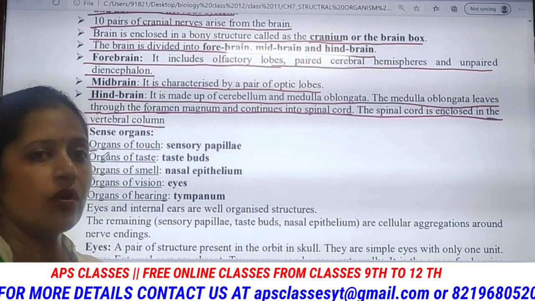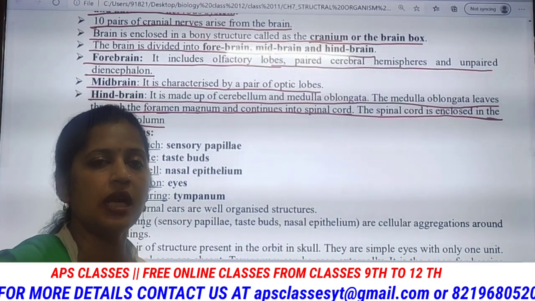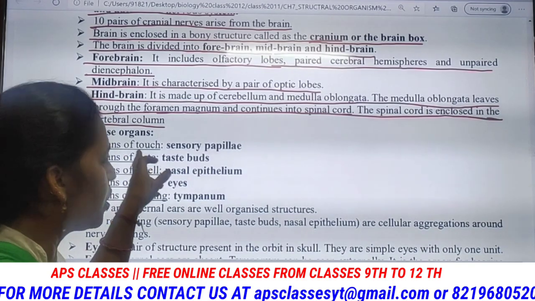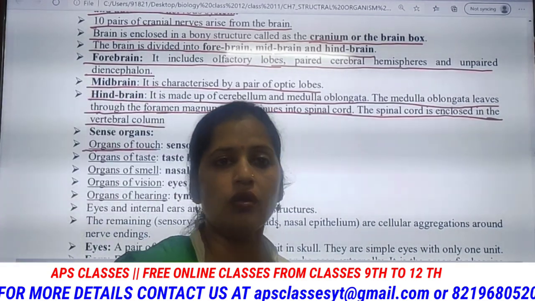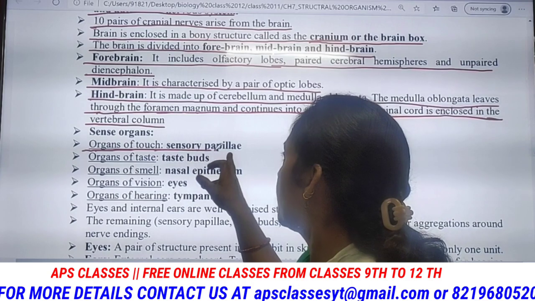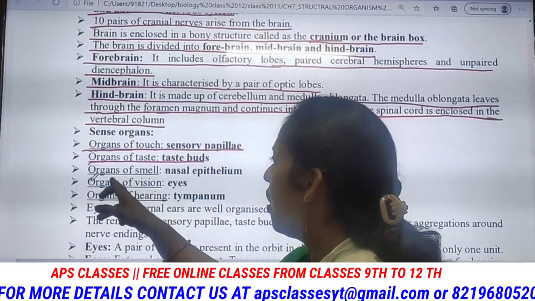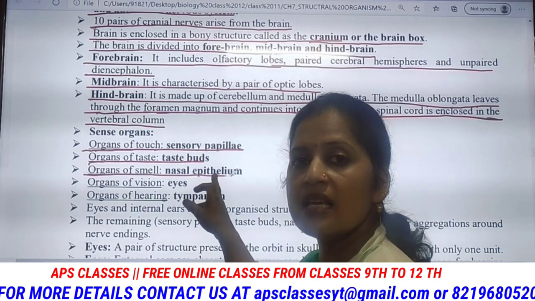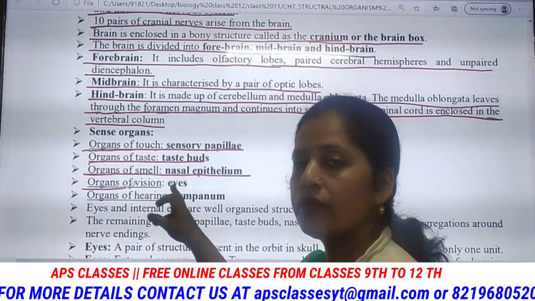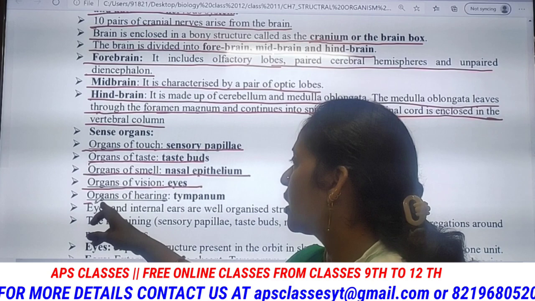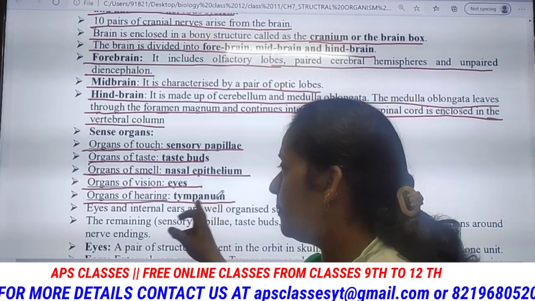There are various types of sense organs present in the frogs. First is the organ of touch, and the organ of touch is the sensory papillae. Organs of taste, that is the taste buds. Organs of smell, that is the nasal epithelium. Organs of vision, that are eyes. Organs of hearing, that are tympanum.